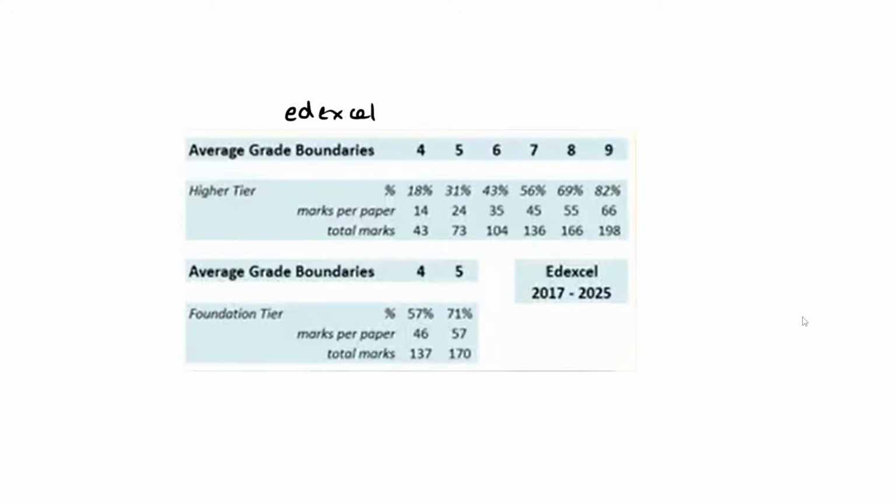Safe, maybe 8 or 10 per paper. That's a safe bet if you're looking for a grade 9. If you're looking to just pass, but you're doing higher tier, you effectively only need to get 20%, which is insane. But yeah, maybe round that up. Maybe say, okay, instead of 14 marks per paper, I'm going to aim for 20 marks per paper, and then you'll probably be quite safe.